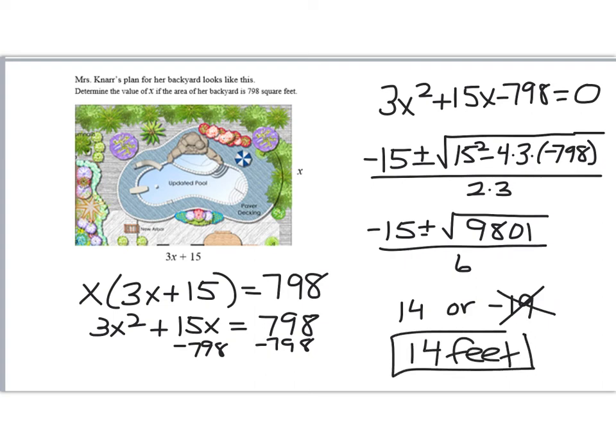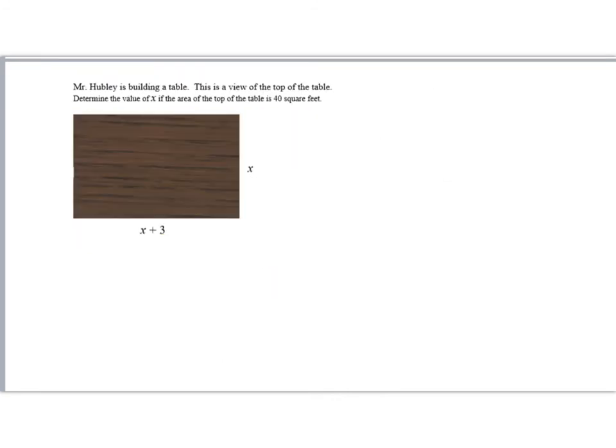All right, let's go on to the next one. This is done exactly the same way. So what I would like you to do is pause this video and try it on your own and see if you get the same answer that I'm going to get. So I'll wait. Okay, here we go. Area is x times x plus 3, and it says the area of the tabletop is 40 square feet, so 40.